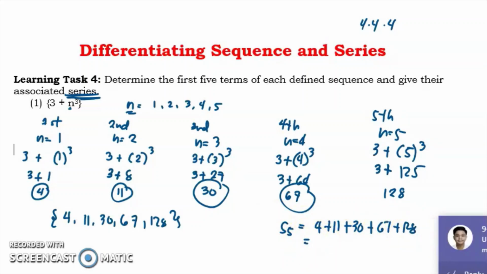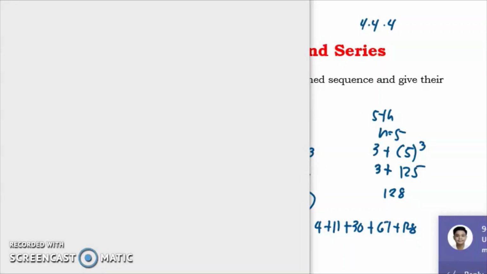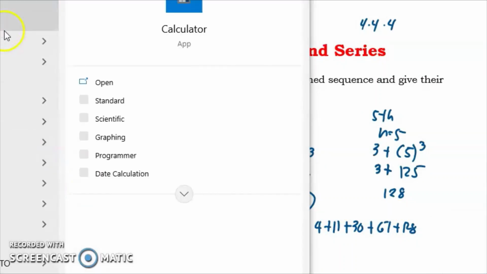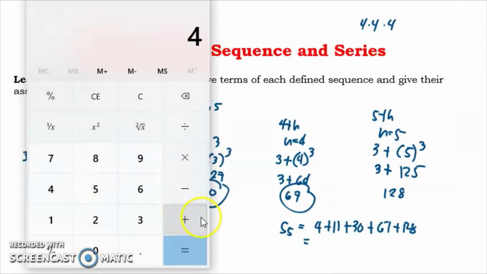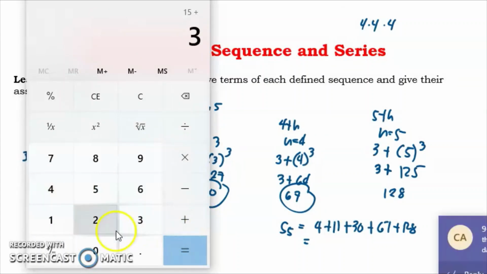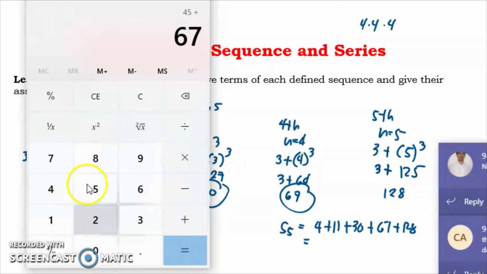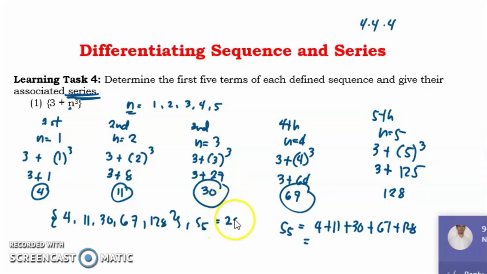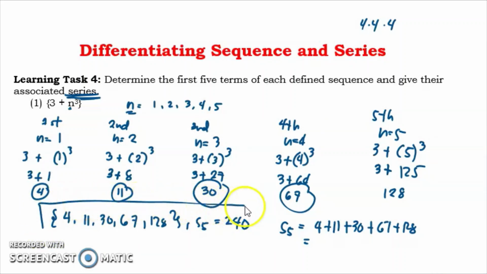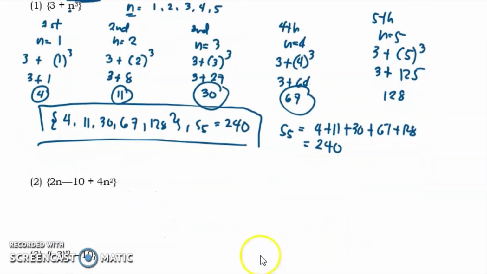O, ilan ang total niyan? Para mas mabilis na, pakita ko na lang sa inyo using this one. So, you have 4 plus 11 plus 30 plus 67 plus 128. And that's it. 240 yung summation ng lahat ng to. So, your S5 is equal to 240. Ito na yung sagot ninyo. 240.